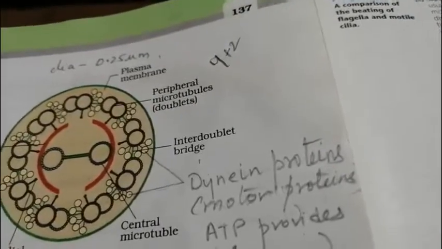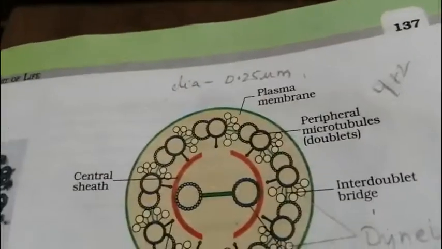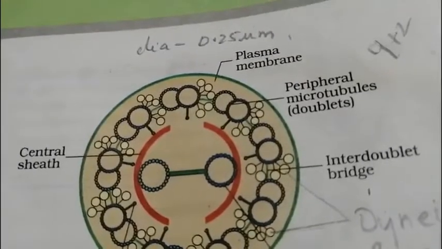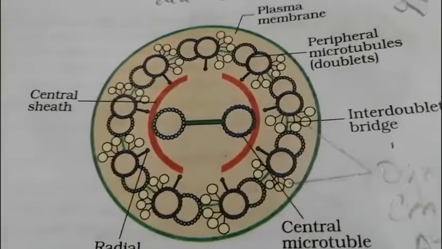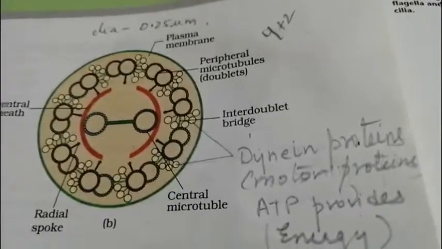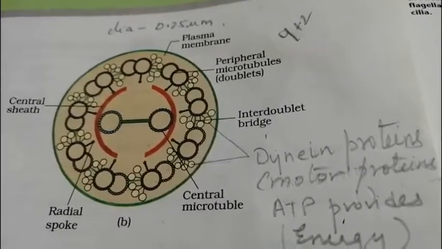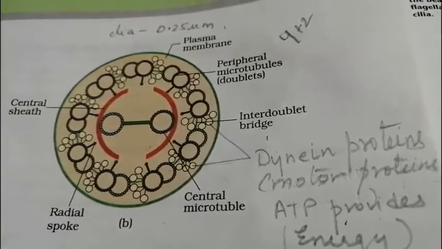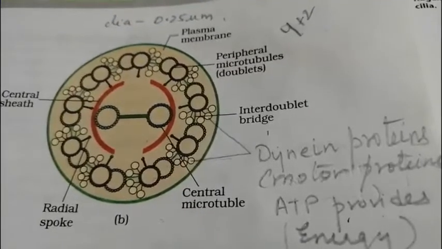Remember, dyneins perform complex movements by changing the shape of their protein. Fine. So these dynein molecules are a kind of motor proteins. With the help of energy, and it's a very complex process, they bring about movement in these tubulin dimers, and then they bring about movement of the cilia and flagella.